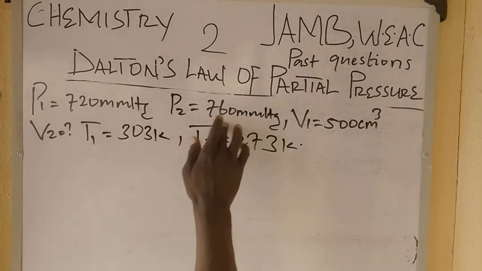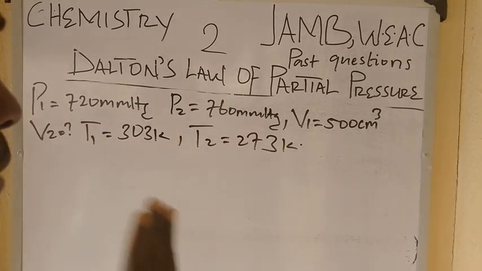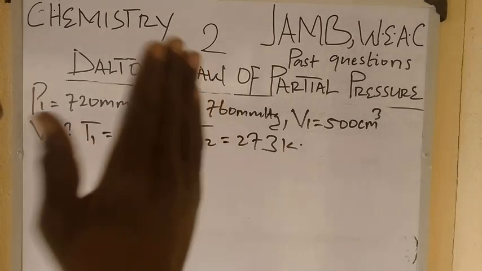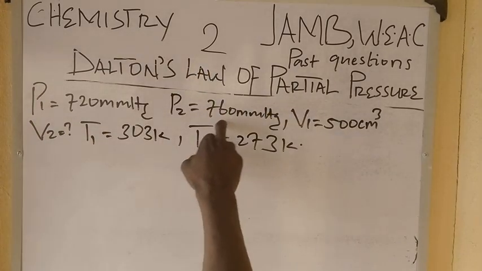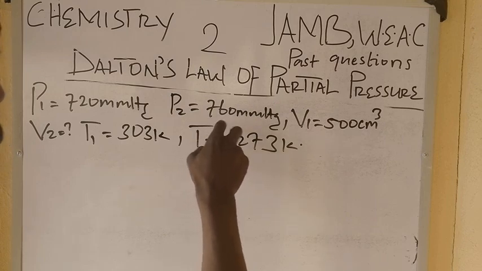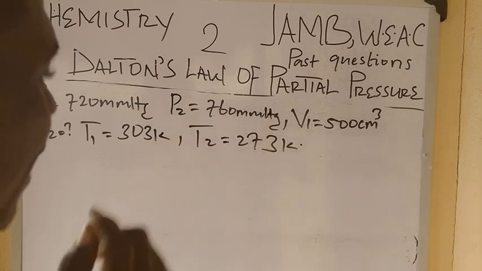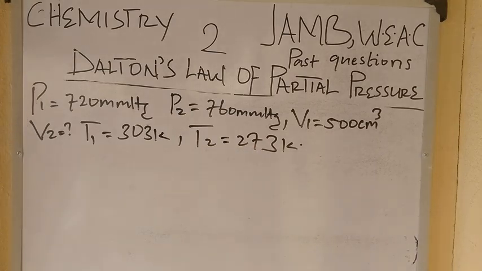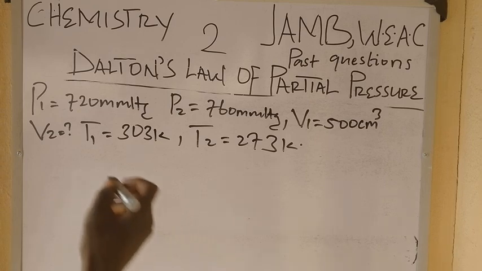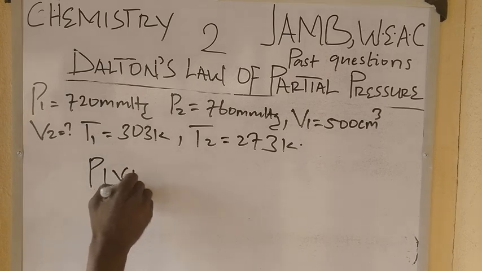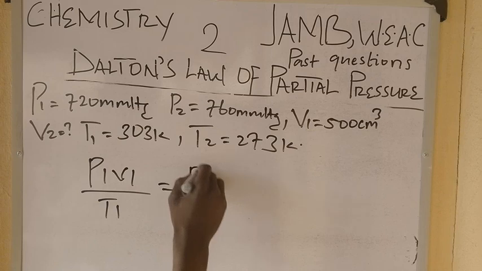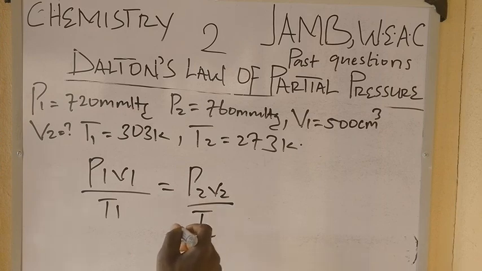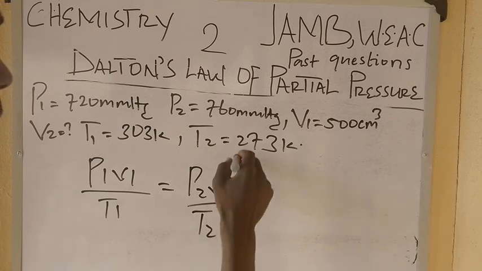Now this is constant for pressure in millimeter mercury, and you can see that T2 was not given, but they say at STP, that is at standard temperature and pressure. So at standard temperature and pressure, we have 760 millimeter mercury as our pressure, and our T2 is 273 Kelvin. So we can now use this formula: P1 V1 over T1 is equal to P2 V2 over T2.